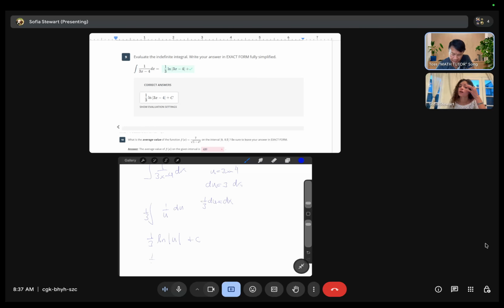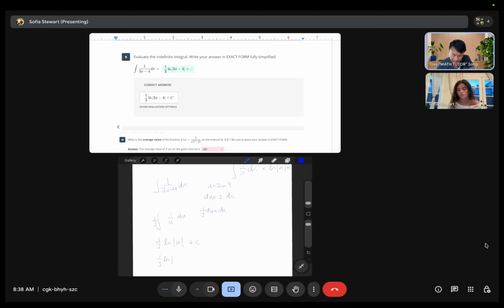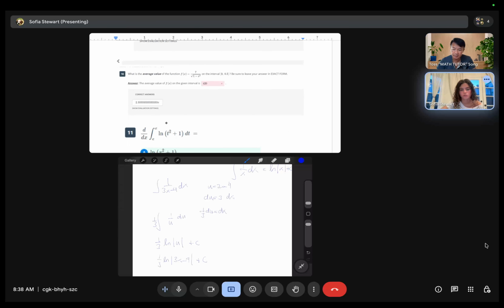That's it. So anyway, it's a ln of a back substitute. Again, it's an x problem. It's in terms of x, and that's done. Okay. Looks good.